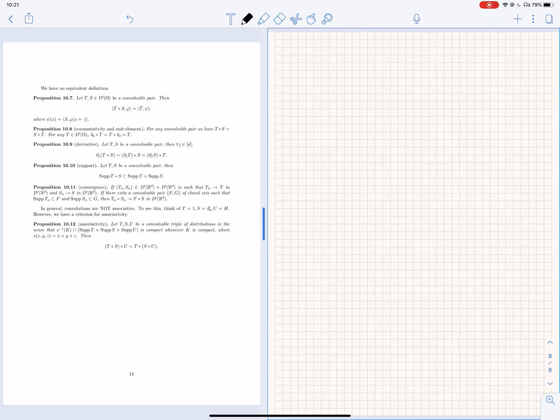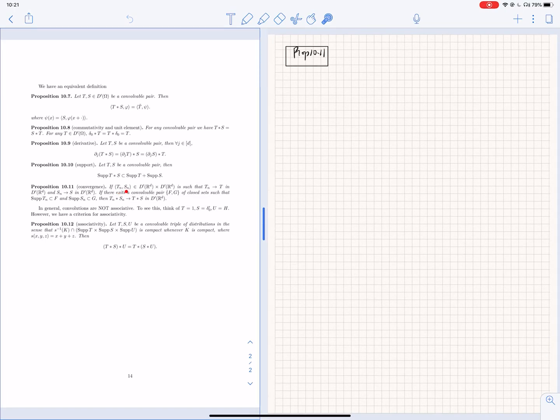Next thing is about convergence. So this is quite natural actually. If we have a sequence of distributions Tn that converges to T and the sequence Sn converges to S, and also there exists a convolvable pair of closed sets F, G such that the sequence Tn has support all included in the closed set F, and the sequence Sn has support all included in the closed set G, then the convolution of the sequence converges to the convolution of the limits.